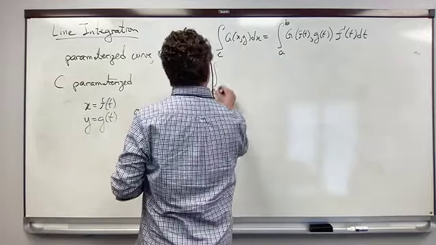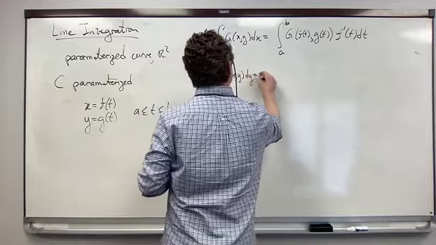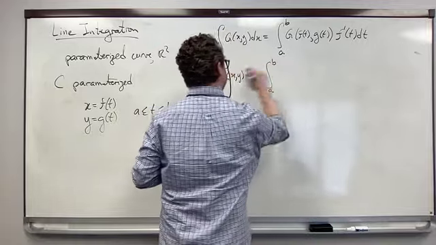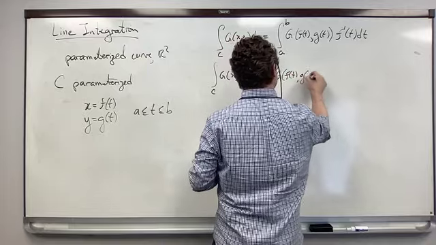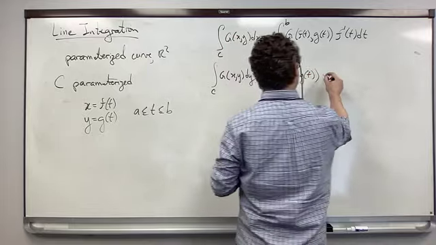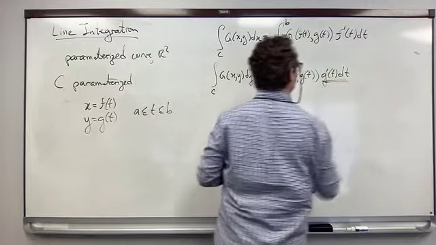This integral, if I'm doing the y one, dy, similarly, t goes from a to b, g is evaluated at f of t, g of t, and then I replace this with g prime of t dt, right? Because this is dy.